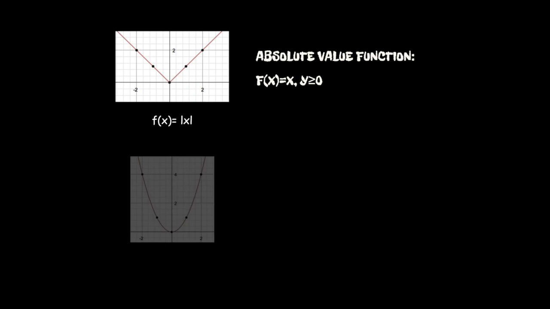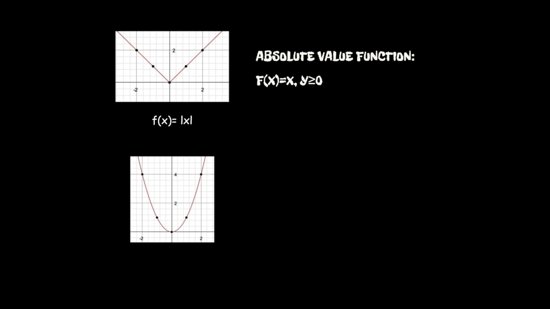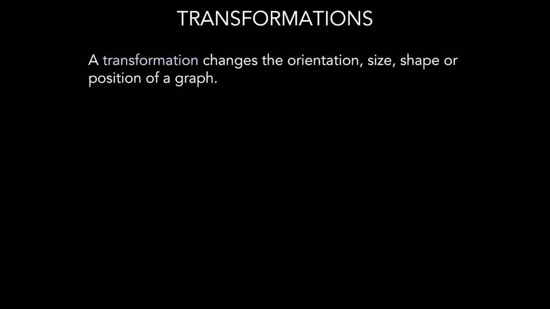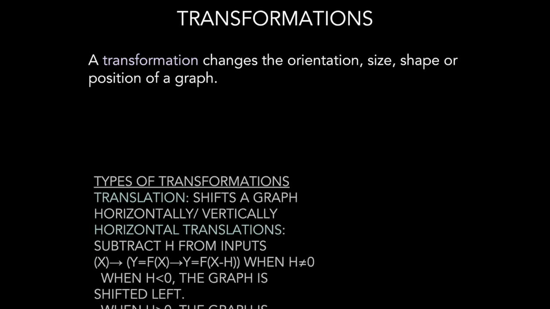The parent function for an absolute value function is f of x equals the absolute value of x, where y is greater than or equal to 0. The parent function of a quadratic function is f of x equals x squared, where y is greater than or equal to 0. A transformation changes the orientation, size, shape, or position of a graph.